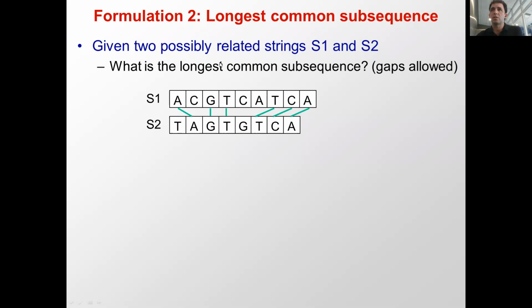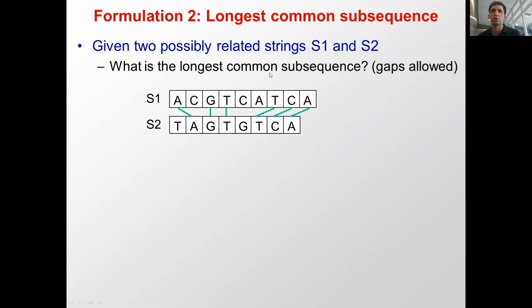So the second, more complex way of looking at this problem is to now start introducing gaps. So this is one more evolutionary operation. This brings us closer to the biology, but this takes us further from computational tractability. So now we have to come up with more sophisticated algorithms.